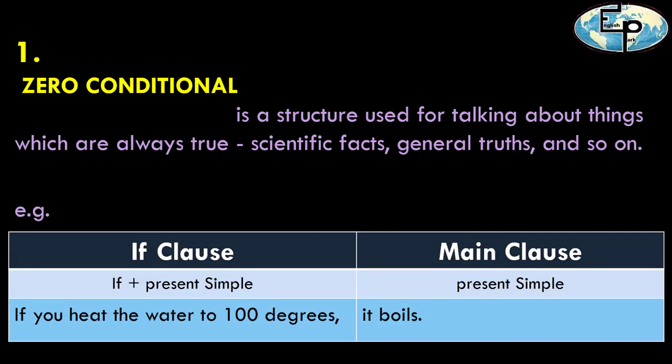1. Zero conditional is a structure used for talking about things which are always true, scientific facts, general truths, and so on. For example, if clause: if plus present simple; main clause: present simple. If you heat the water to 100 degrees, it boils.